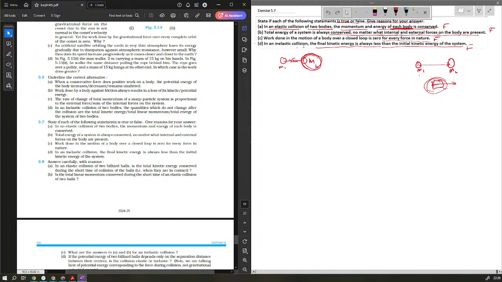Now in an inelastic collision, the final kinetic energy is always less than the initial kinetic energy of the system. So in certain cases this can't be true, but it is mostly true. Like in the nuclear reactor, this is not possible, this is not always correct, but in most of the cases this is going to be correct, because no energy generation takes place, only dissipation takes place for an inelastic collision.